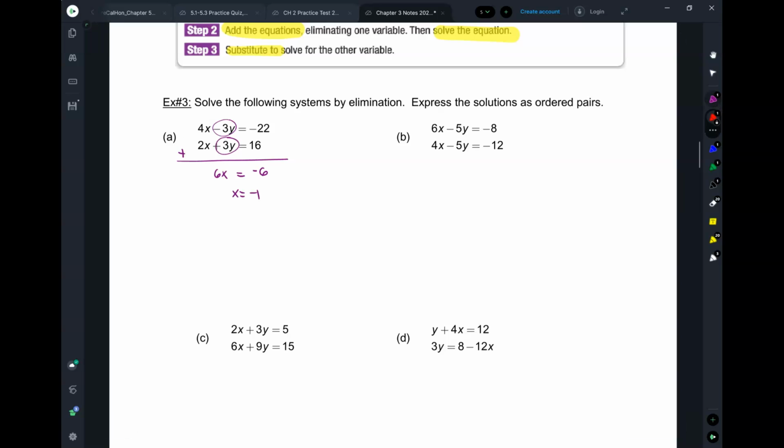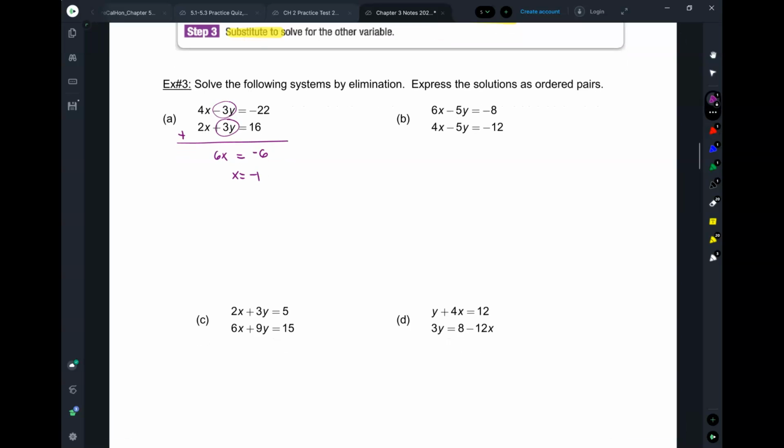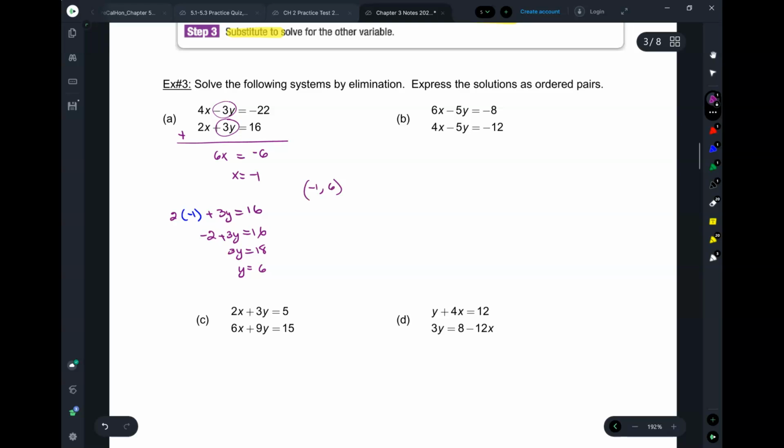Okay, now you have to solve for the other one, right? Plug it into whichever one you want. It doesn't matter at all, okay? What do you guys want to do, first one or second one? Second it is. So 2 times negative 1 plus 3y equals 16. Negative 2 plus 3y equals 16. 3y is 18. And y is 6. So this is negative 1 comma 6.